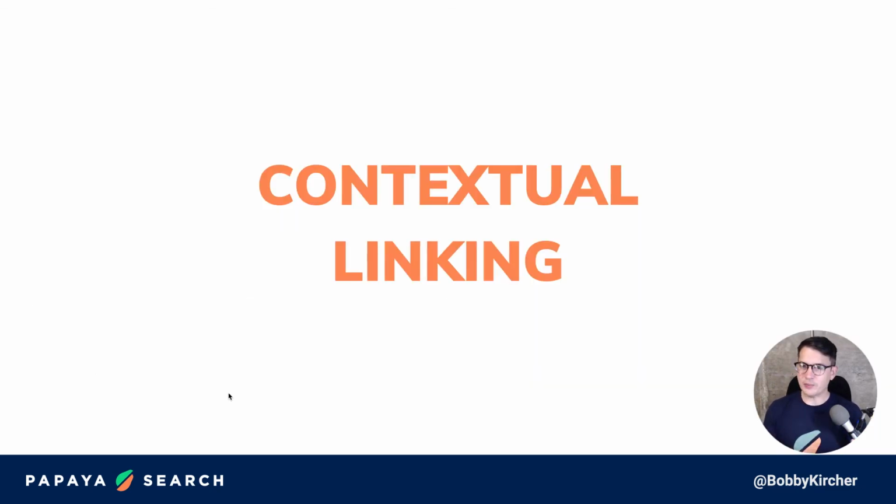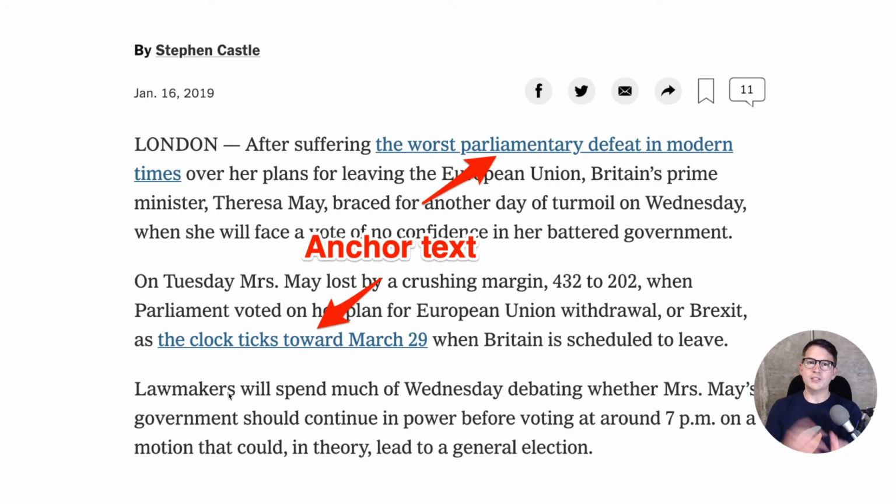Okay, so one other aspect of site structure: contextual linking. I know it sounds like a mouthful, but this describes text that is found within your own content, text that you link to internally. In this example, I'm using an article from the New York Times talking about Brexit. This article links to other articles that the New York Times has written related to Brexit.